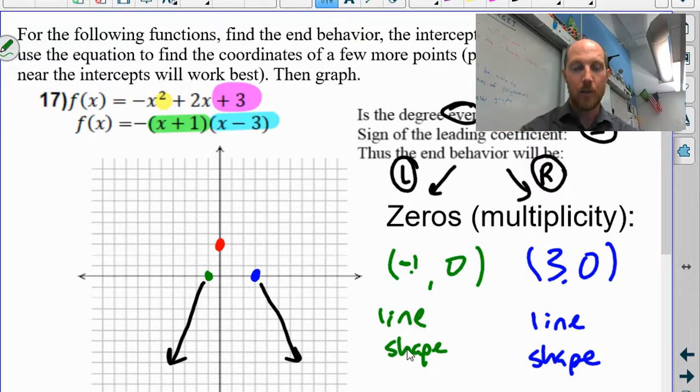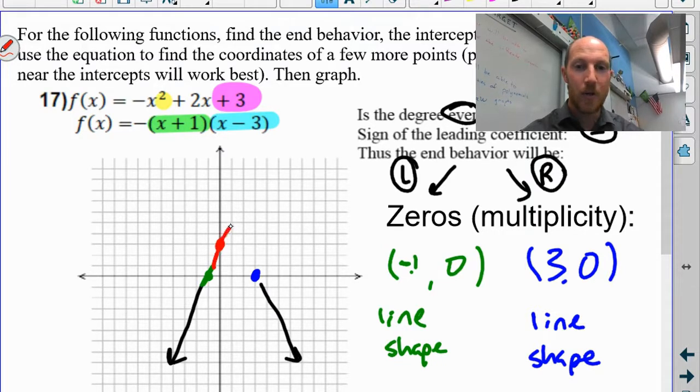At the green dot is a line shape. That line shape through the green dot needs to match up with the end behavior I just drew. So through that green dot, I'm going to have a line shape. And then the graph is going to continue. I have a y-intercept, so I need to go through the y-intercept.